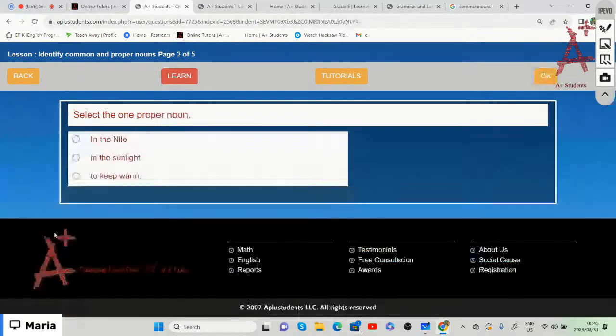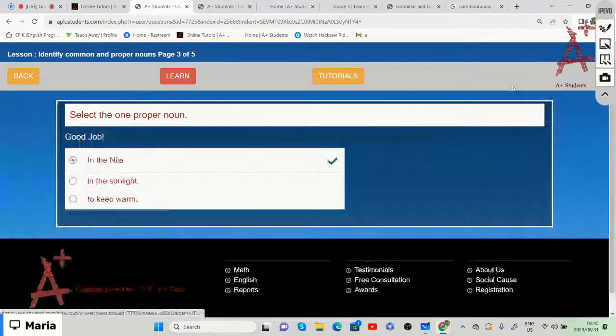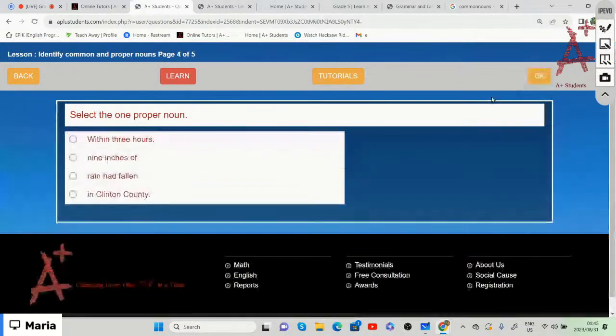All right, we need to select the proper noun. In the Nile, in the sunlight, to keep warm. We need to select the proper noun within that sentence. All right, so if we select the proper noun within that sentence, we can choose the Nile, right? Like the Nile River.